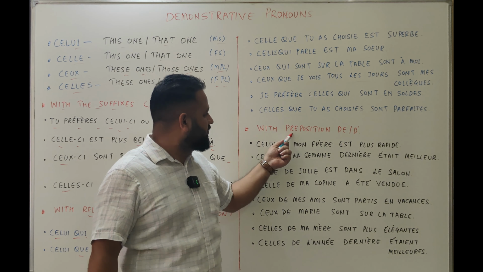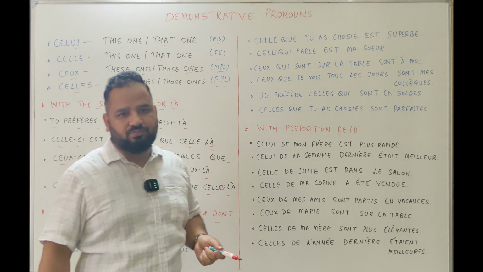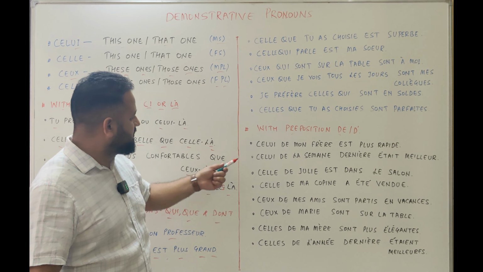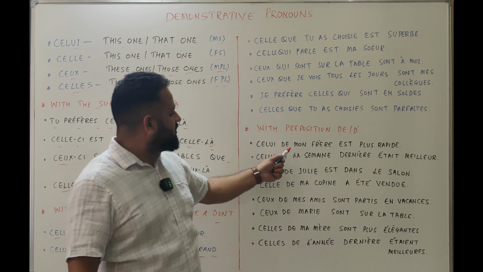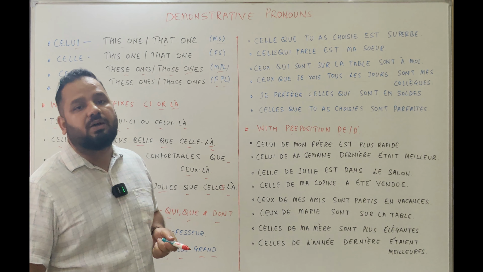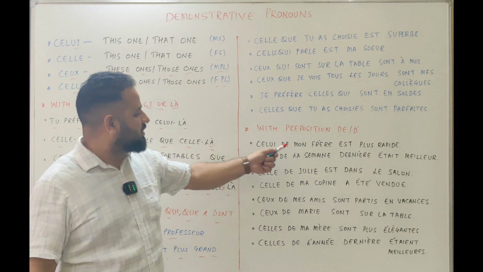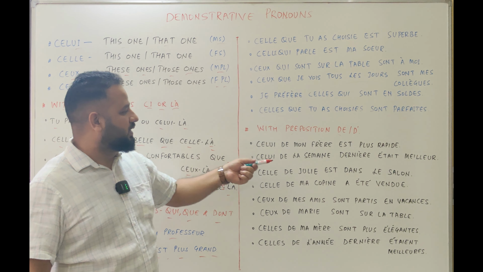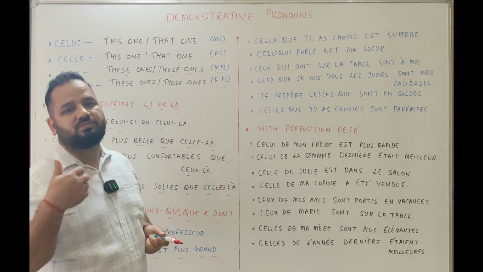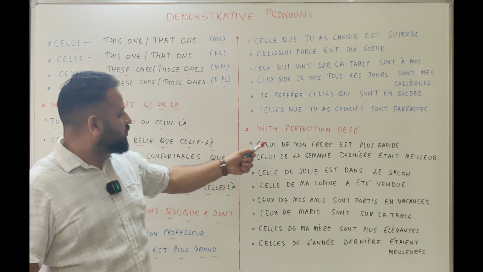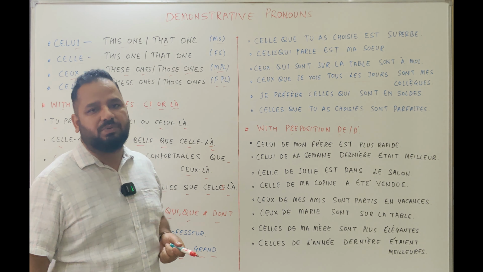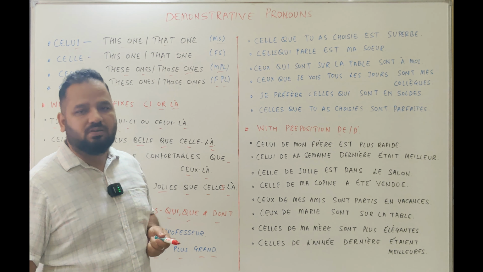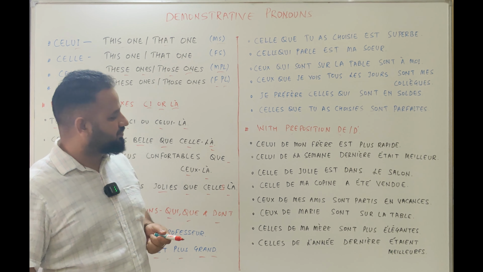Then the third part, when we are using them with the preposition de or d'. Let's discuss with the help of examples. First one. Celui de mon frère est plus rapide. My brother's one is faster.